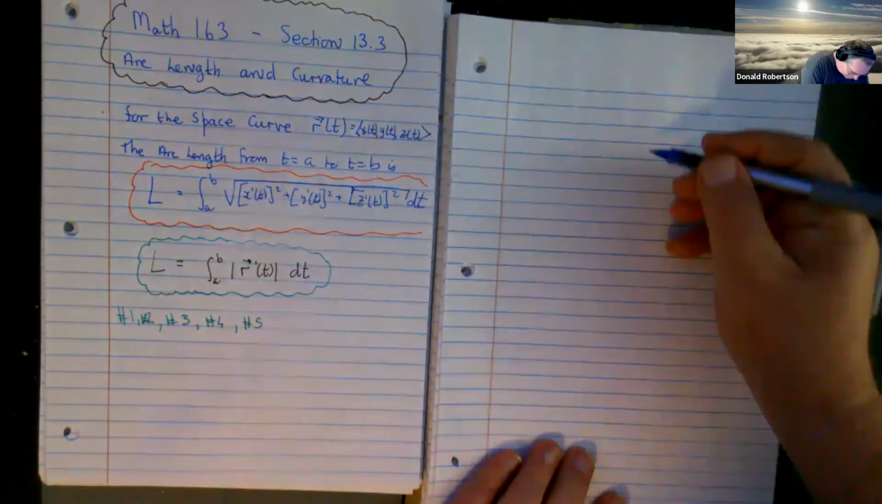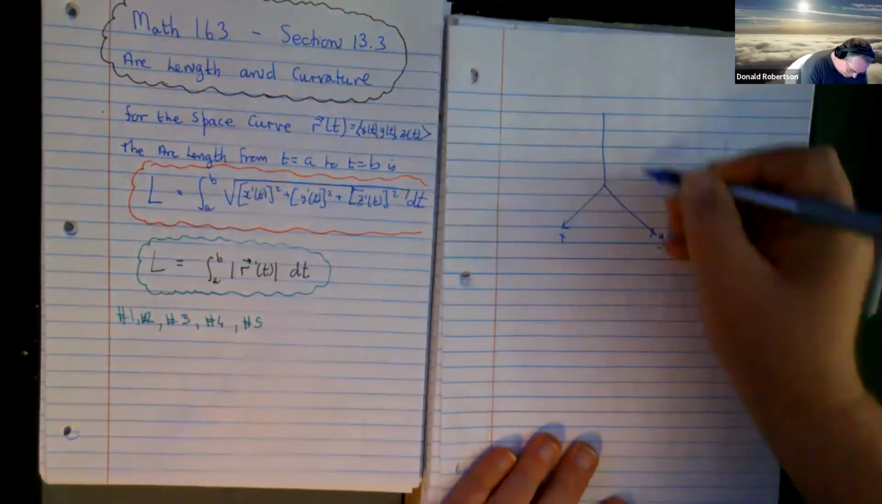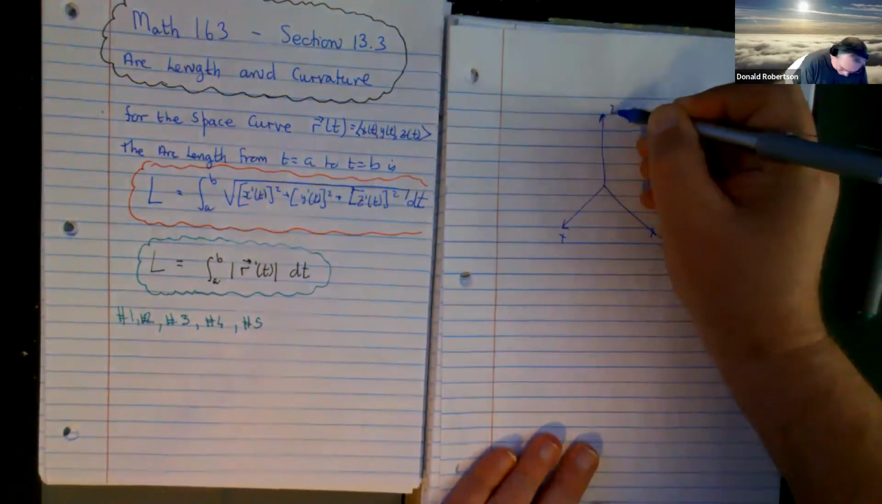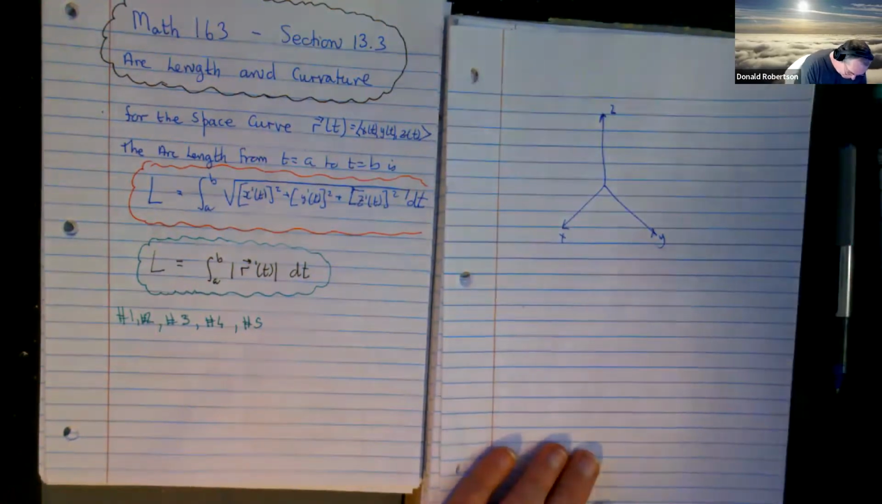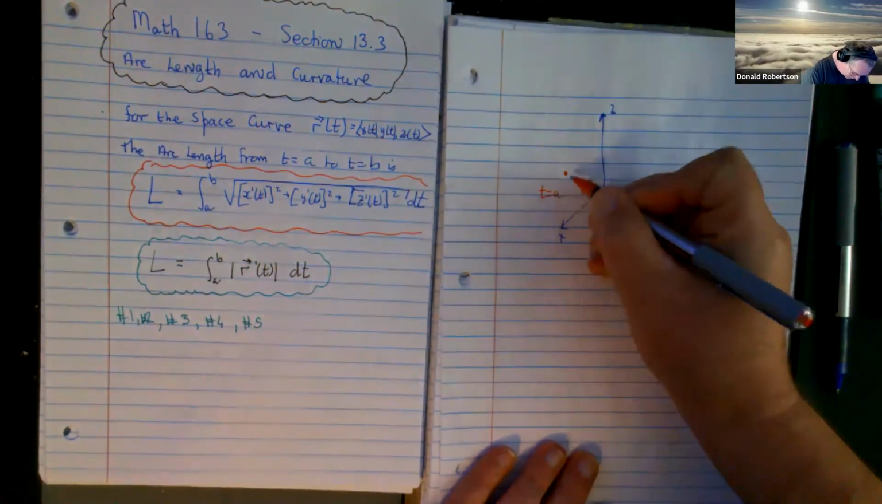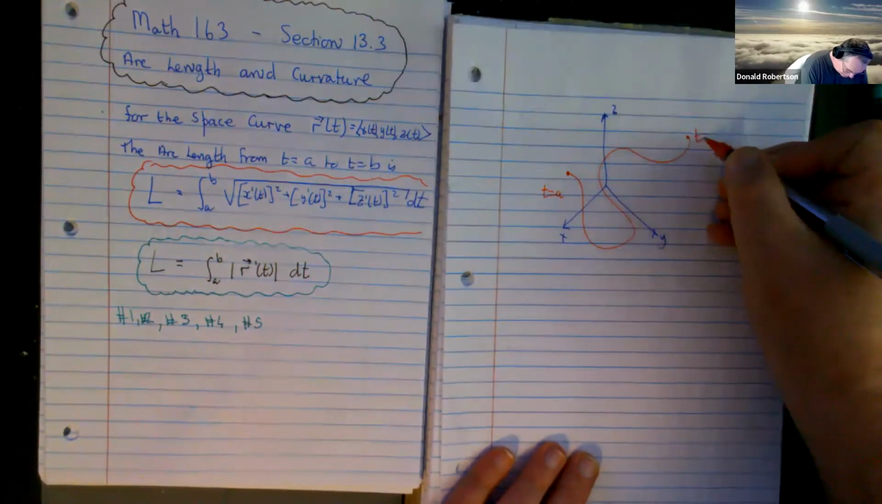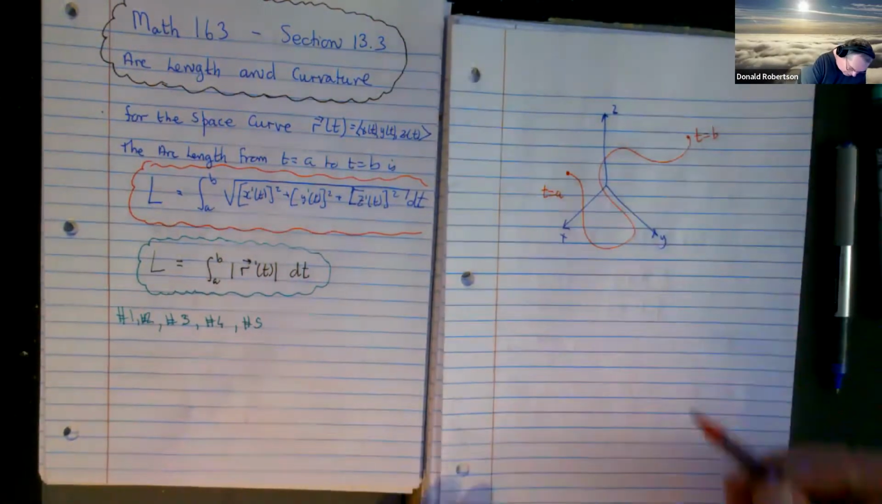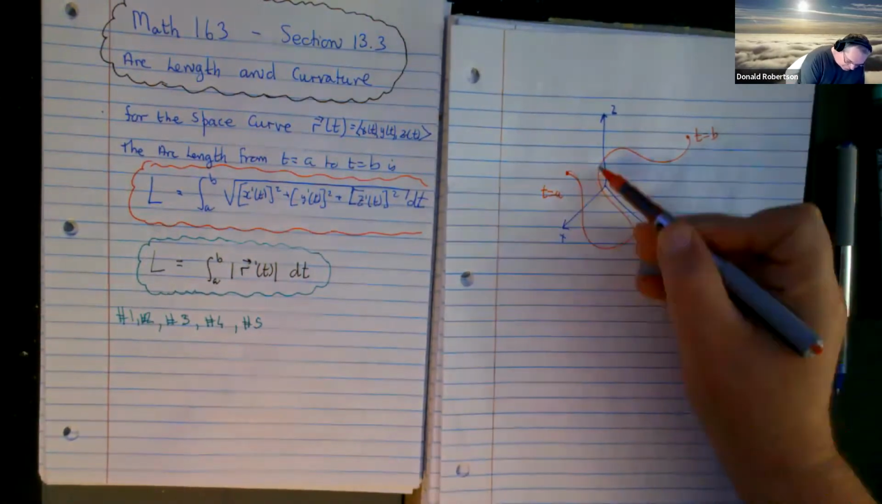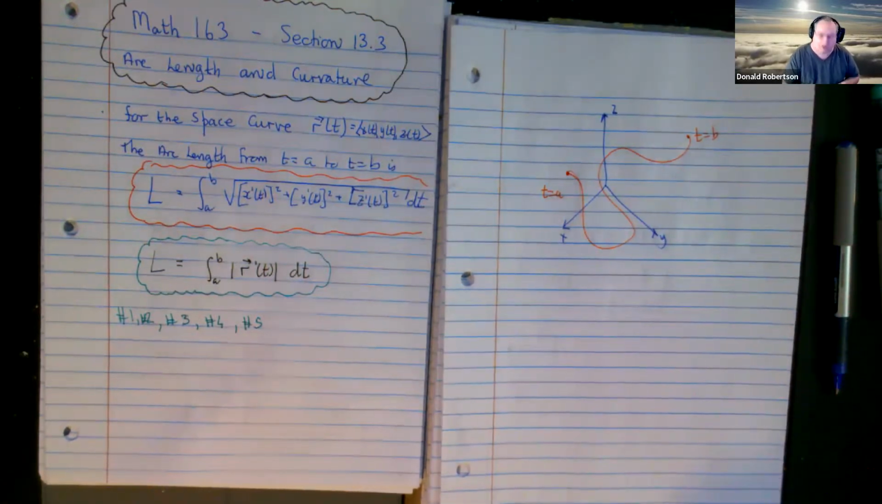Suppose you've got a space curve in 3D space, a vector function, if you prefer. And you start here at t equals a, and it does its thing, and you finish up here at t equals b. The arc length is the total distance that you traveled. Makes sense? So how do you calculate it?